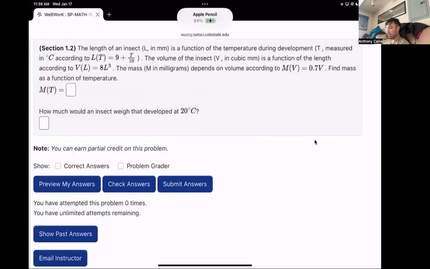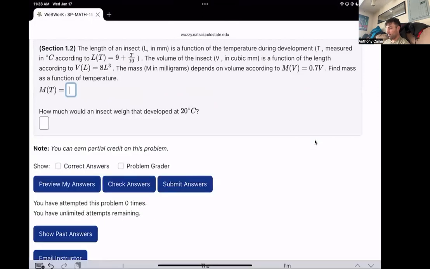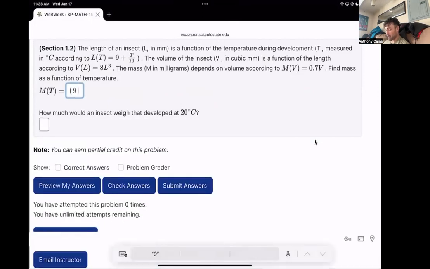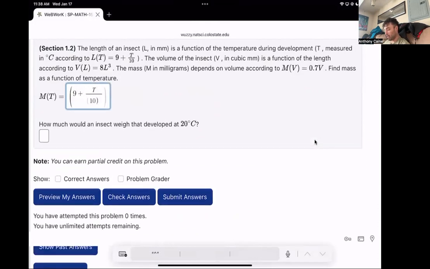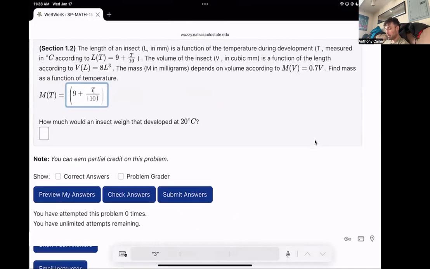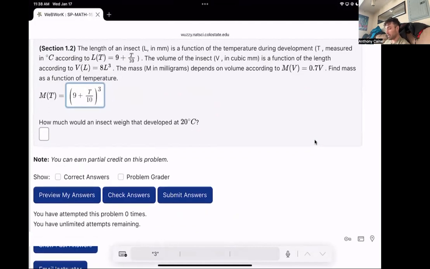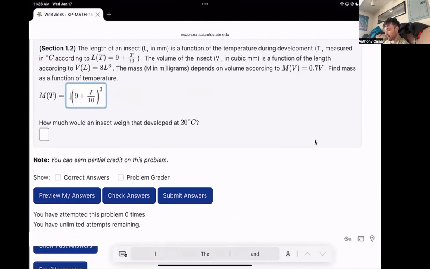All right. So what do I do? I take my temperature, (9 + t)/10, and then I cube it. Pay attention to syntax. There we go. I cube it, and I would multiply this by 0.56, I think is what ended up happening in the end. Yes, that looks right.